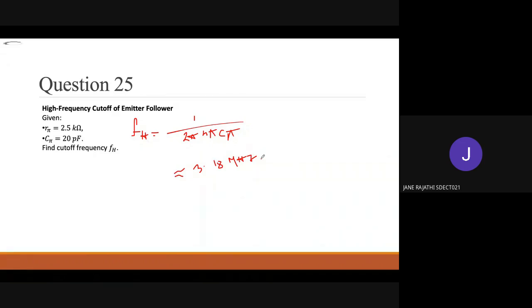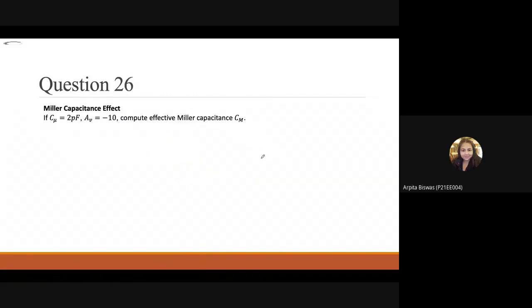Ma'am, what is the answer? 3.18 megahertz. Yes, ma'am, getting the answer. So this is question number 26. Miller capacitance effect. If C mu is given in farad and AV is given as minus 10, compute the effective Miller capacitance CM.